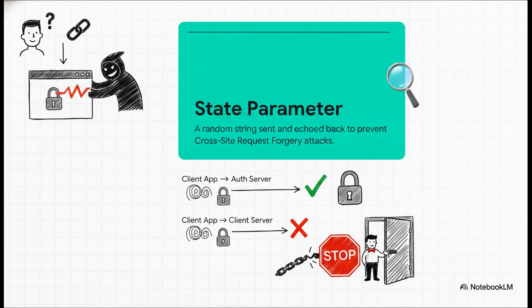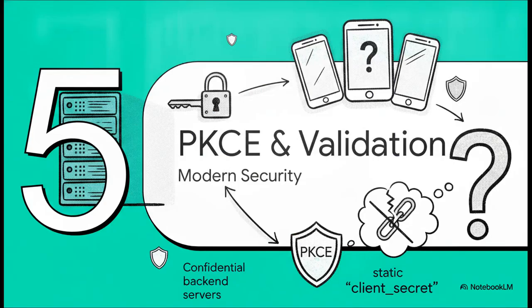The client app checks it. If the string matches, great, we're safe. If it doesn't match, the app immediately knows it's an attack, drops the request instantly, and locks the doors. Let's move on to Section 5, PKCE and token validation.